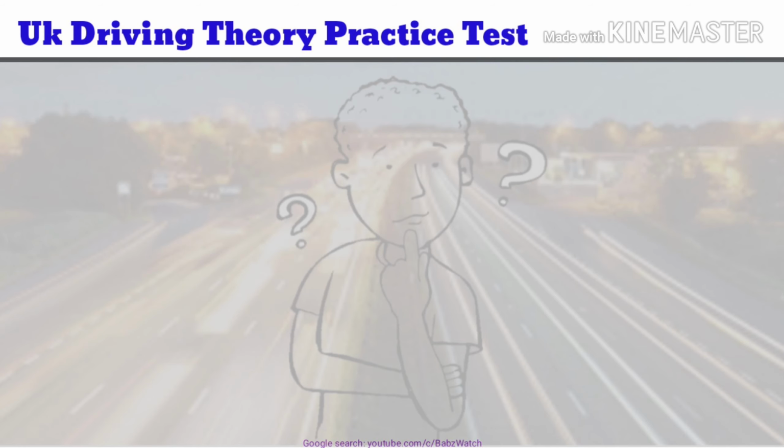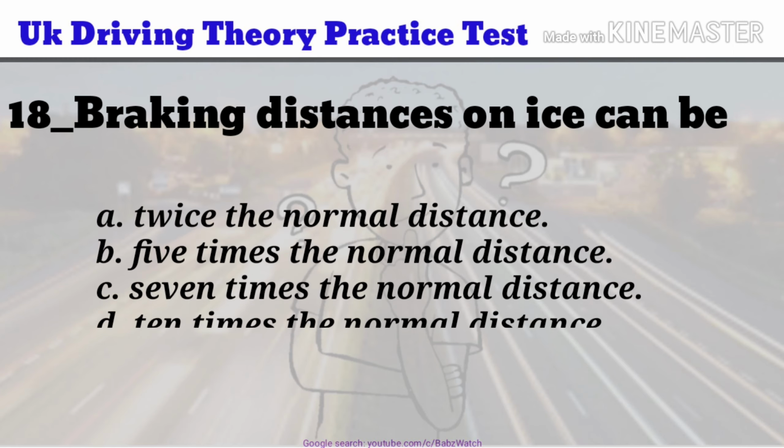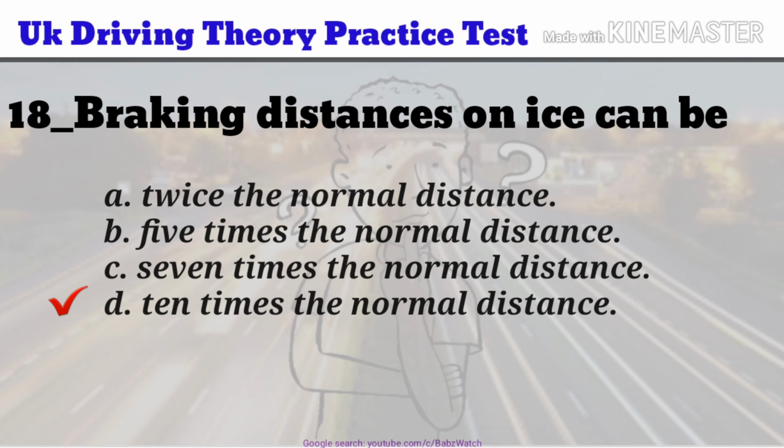UK driving theory practice test question 18 of 50. Braking distances on ice can be A. Twice the normal distance. B. 5 times the normal distance. C. 7 times the normal distance. D. 10 times the normal distance. The correct answer is D. 10 times the normal distance.